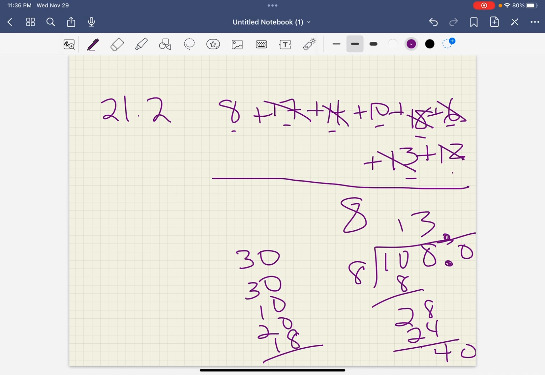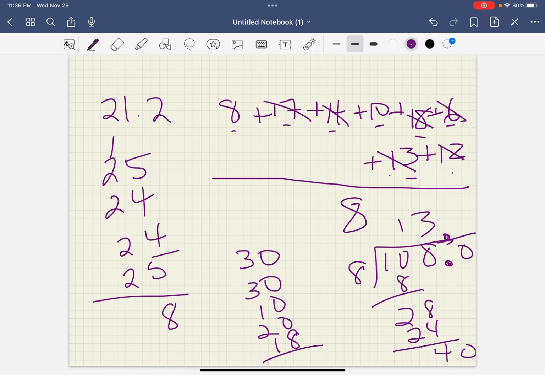Okay, let's see. Maybe I didn't copy the numbers down right. 8, 17, 14, 10, 18, 6, 13, and 12. Okay, let's try again. That's 25. That's 24. That's 24. And that's 25. 9 and 4 is 13 and 5 is 18. 3, 5, 7, 9.